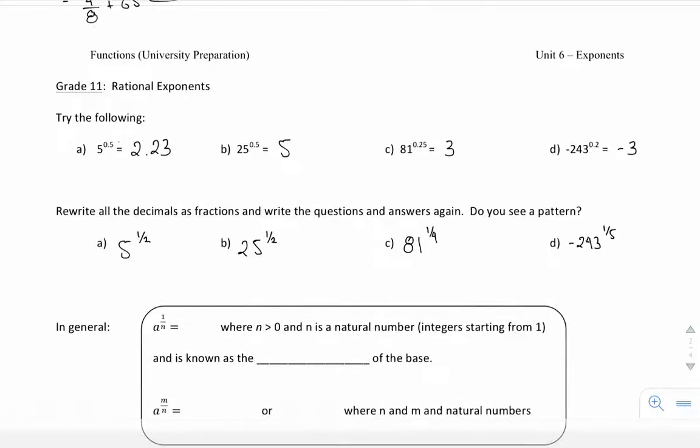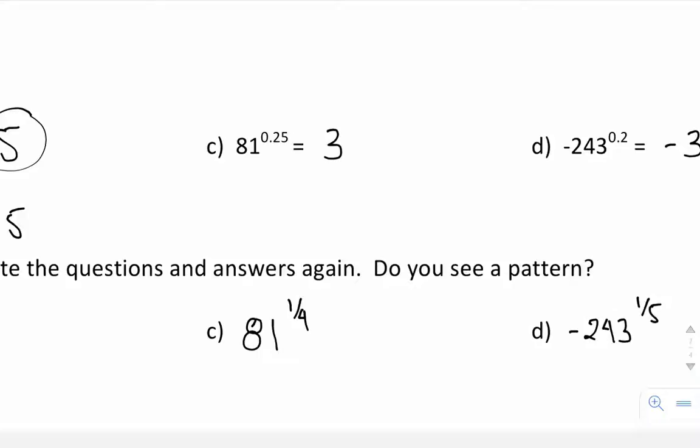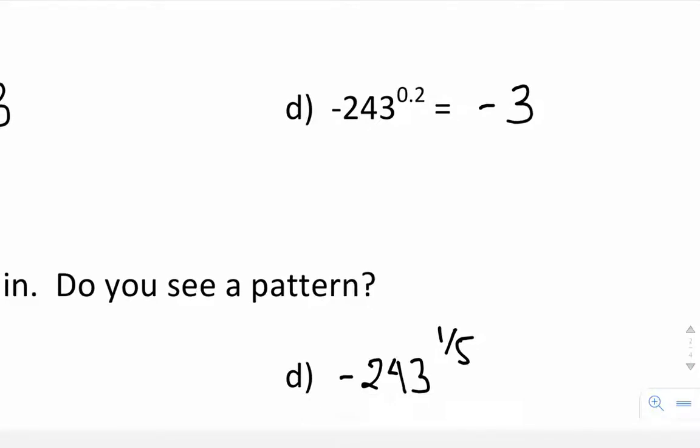Now, if you look closely, you'll notice that there's a pattern here. Let's take B, for example. If I take my answer over here and raise it to the exponent of this base, I get the 25. Same thing over here. If I take the 3, which is my solution, raised to the exponent 4, I get 81. And finally, same thing over here. If I take negative 3 and raise it to the exponent 5, I'm going to obtain negative 243. So it looks good.